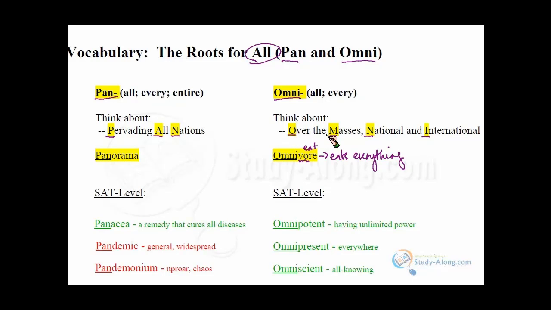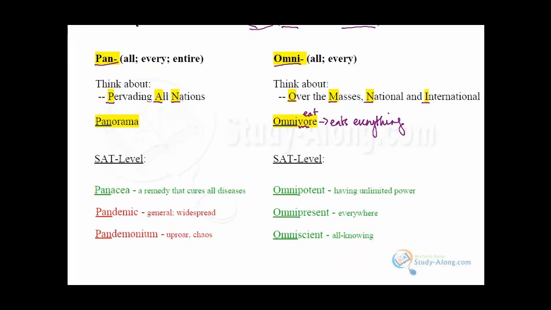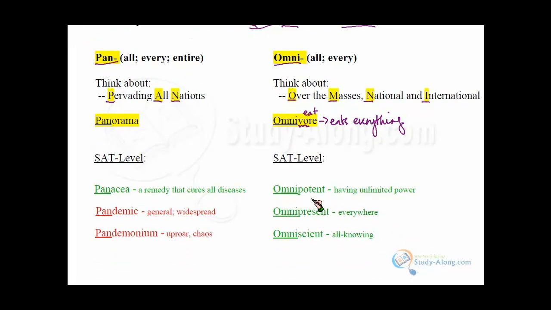Right? The over the masses, national and international, made me, I guess I was thinking more of, let's do the omni words first, actually. These other SAT level omni words are kind of more about having power over the masses or knowledge of them. So if you're omnipotent, you have all the power. You have unlimited power over the masses, national and international.